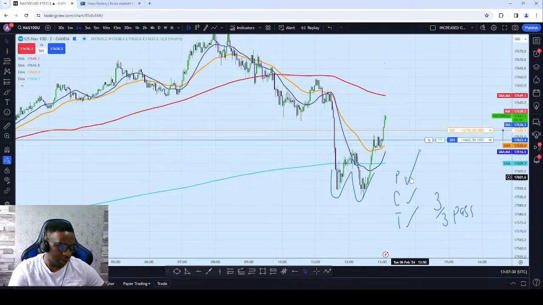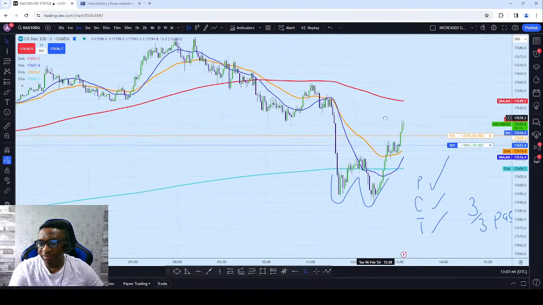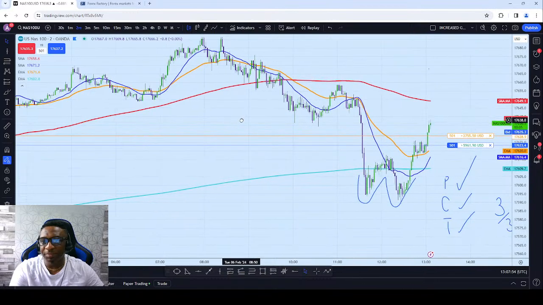That's why I want us to keep this strategy simple. Don't complicate it by adding any other stuff to it. It's purely price action. We read the charts and see where price is, then we take advantage of it.